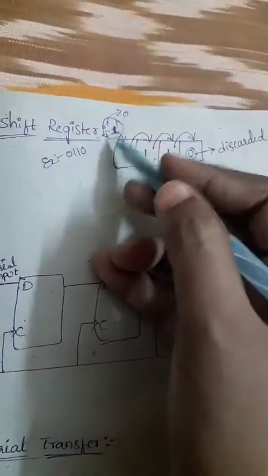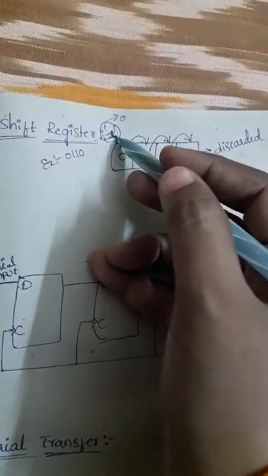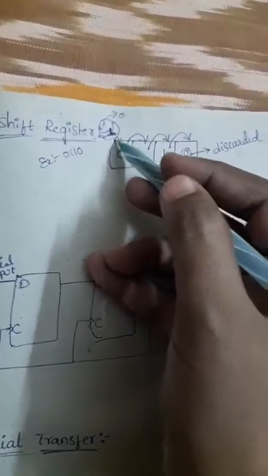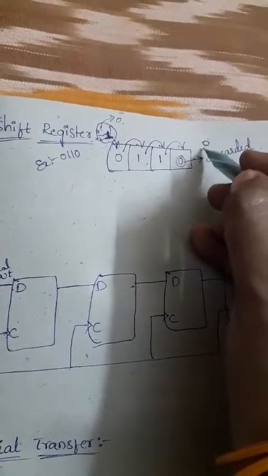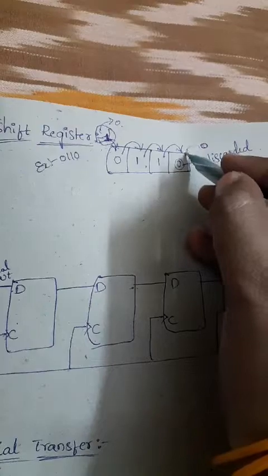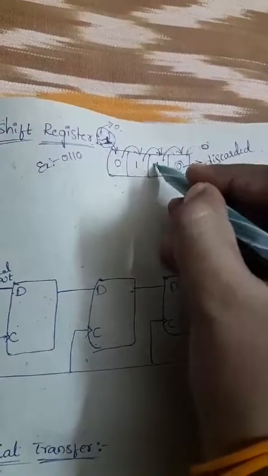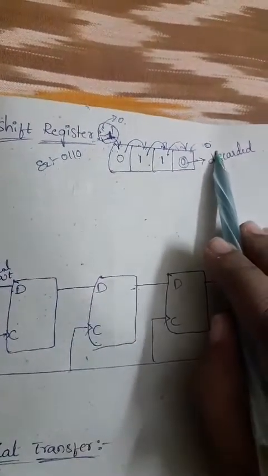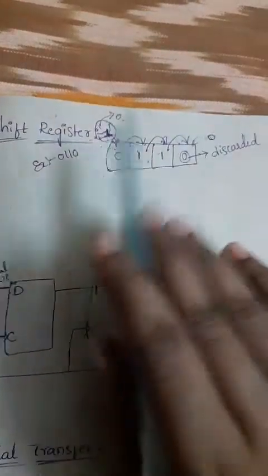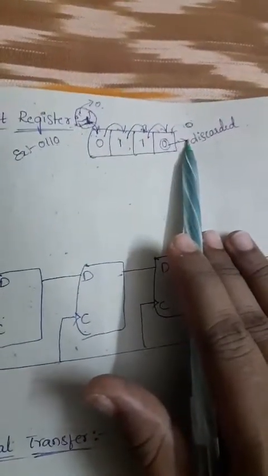If you are taking the input at the left side, the serial input may be 1, so 1 will be shifted from left to right. But if you are taking the right side, I can take it as 0 at the right side position. Then this 0 will be placed here, and this 0 will be placed here, this 1 will be placed here, and this 1 will be moved here. That is, the right side bit information will be shifted to the left side. So any input can be generated from any side of the shift register.